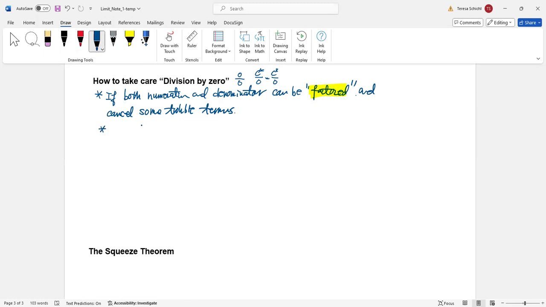The first one: what about fractions where we have 0 over 0 situations, and the fractions involve square roots, the square root functions? It's not easy to see how to factor here. So one of the techniques we're going to use is to multiply by the conjugate.